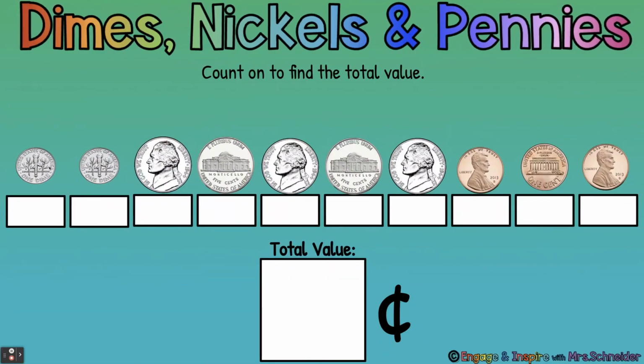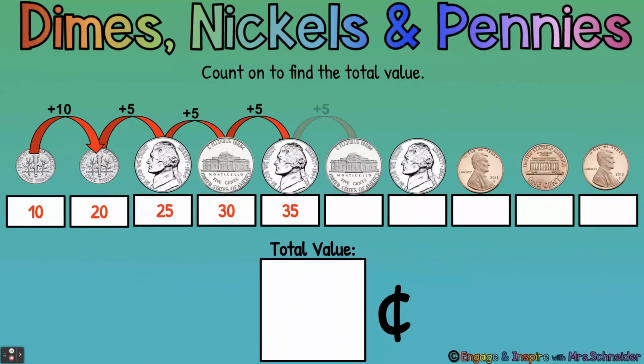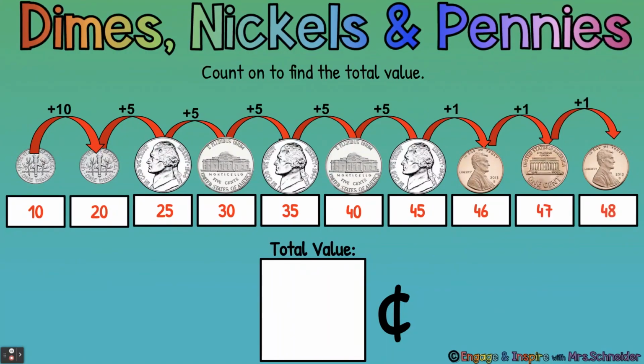Okay, let's count on to find the total value. We're going to count by 10s, then we're going to count by 5s, and then we're going to count up 1s. Okay, here we go. 10, 20, and we're going to stop and think. What is 20 plus 5? 25, 30, 35, 40, 45. Okay, we're going to stop. What's 45 plus 1? 46, 47, 48. The total value of our coins is 48 cents.